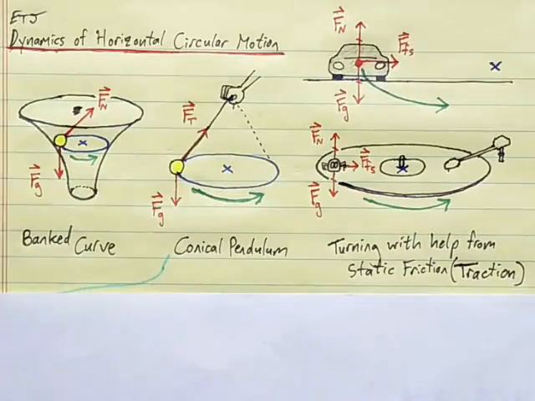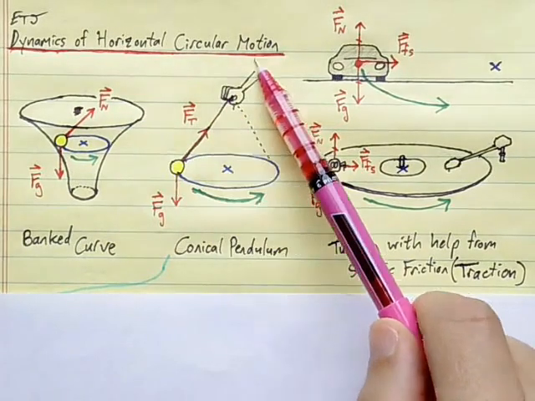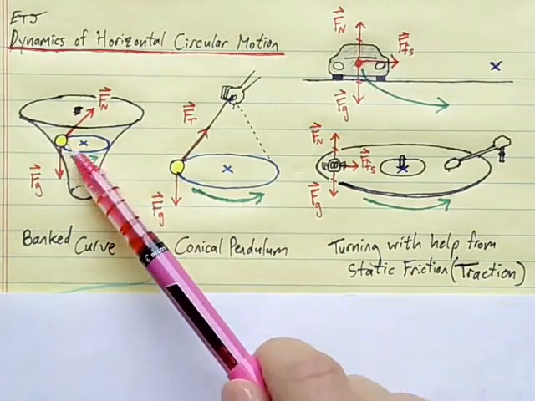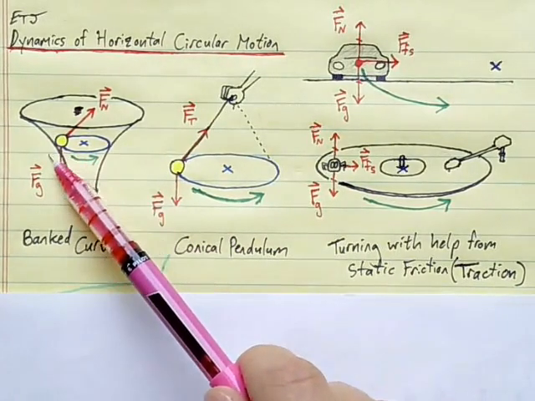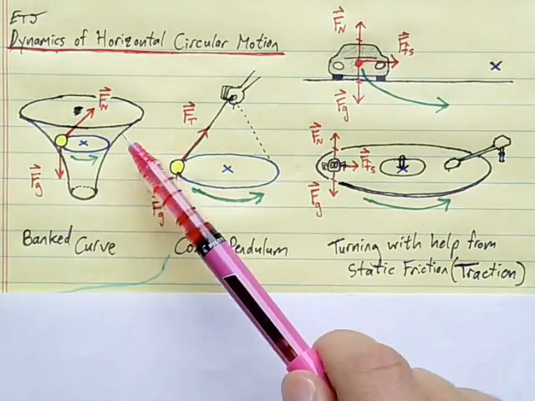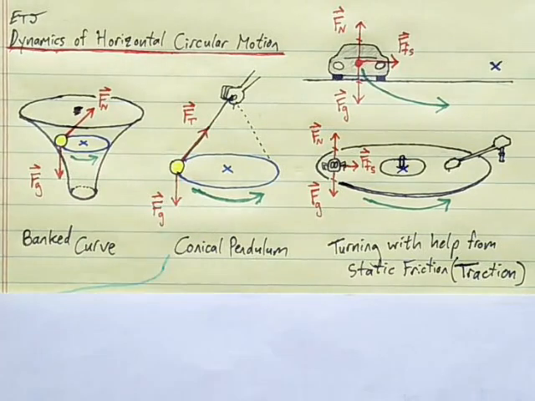Here are four scenarios in which an object is moving in a horizontal circular motion. First, we have a funnel here with, say, a ball rolling around on the inside of the funnel, following that blue circular path. The blue X is the center of the circular path.